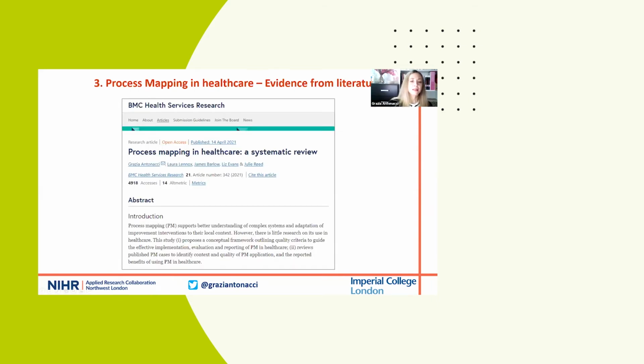But despite the potential advantages, there is still little evidence on the use of process mapping in healthcare compared to other industries. Therefore, during my PhD research, I conducted a systematic review of literature and an empirical study on the use of process mapping in healthcare.